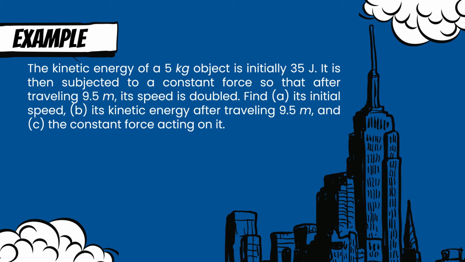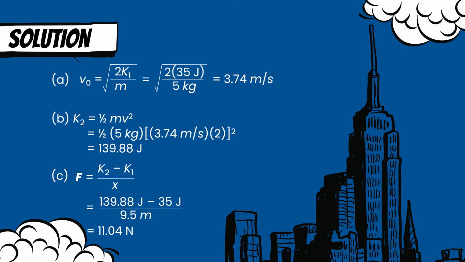For our next example, the kinetic energy of a 5 kilogram object is initially 35 joules. It is then subjected to a constant force so that after traveling 9.5 meters, its speed is doubled. Find its initial speed, its kinetic energy after traveling 9.5 meters, and the constant force acting on it. To solve for its initial speed, we have v sub 0 is equal to the square root of 2 K sub 1 over m, which is equal to the square root of 2 times 35 joules over 5 kilograms. That yields 3.7400 meters per second.